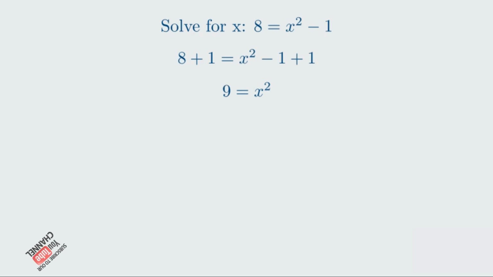This is another crucial point where students can sometimes make a mistake. When solving for x in an equation like x squared equals a number, you must remember to account for both the positive and negative roots. So, the square root of 9 is not just 3, it's positive 3 and negative 3. We write this as x equals plus or minus 3.